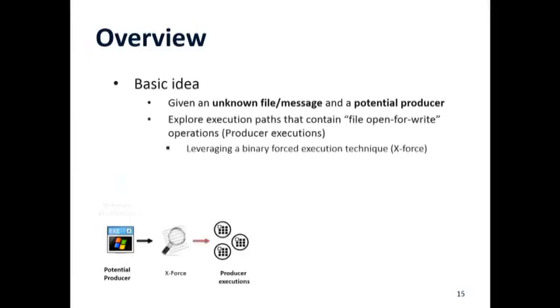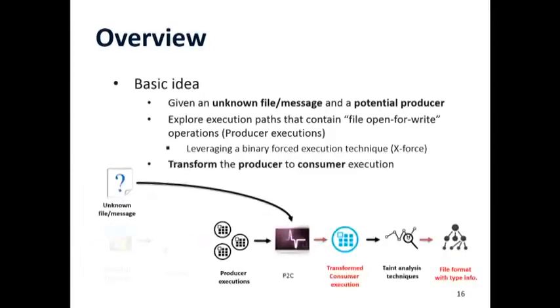Then we feed the potential producers to X-Force. While X-Force explores all the execution paths, it tries to find the execution paths that contain a file open for write operation, which essentially means producer executions. With these producer executions, we feed them and the unknown file or message we want to understand to P2C. P2C generates the transformed consumer execution. Once we have the transformed consumer execution, we can just use existing taint analysis tools to understand the file format as well as the type information of each field in the file.